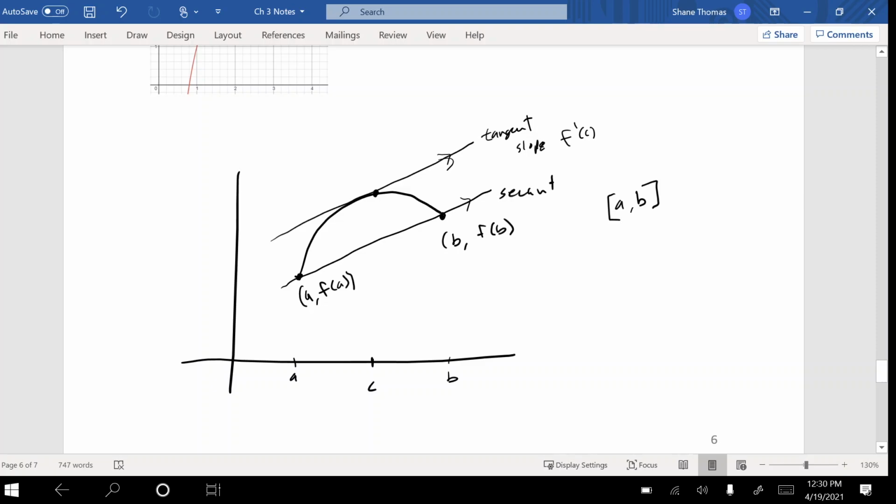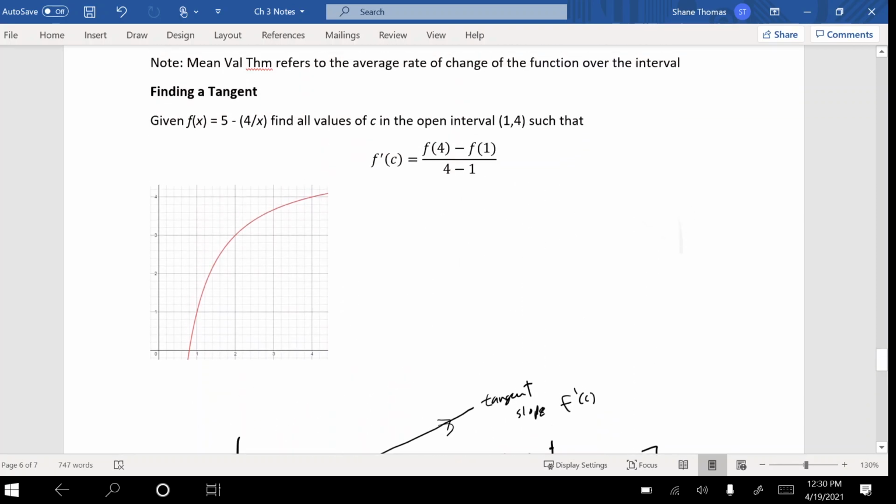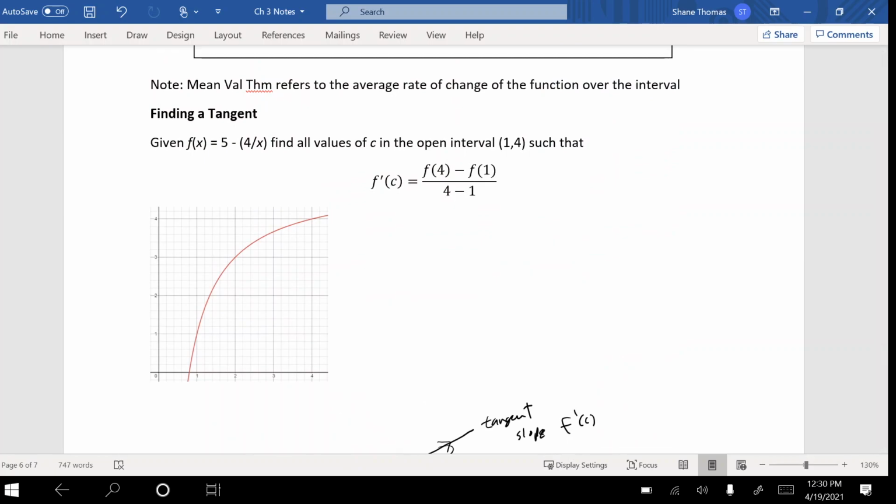You guys have that picture down. So what this is really asking for is the mean value theorem. This is a big thing. Mean value theorem refers to the average rate of change of the function over the entire interval. Okay?